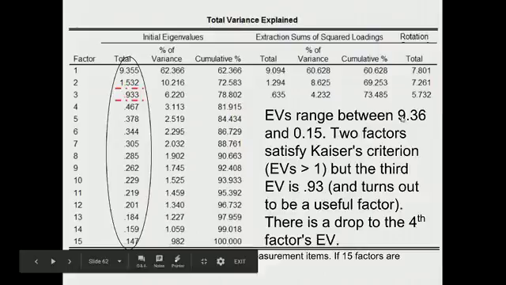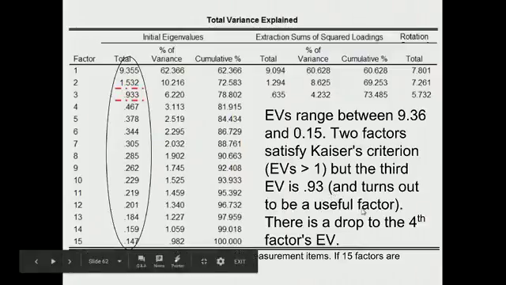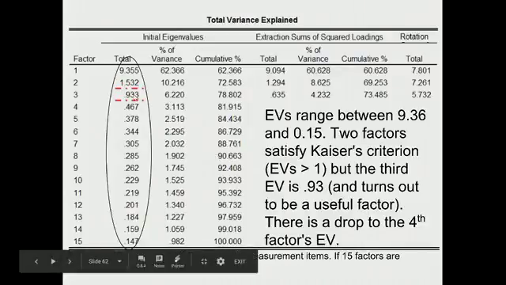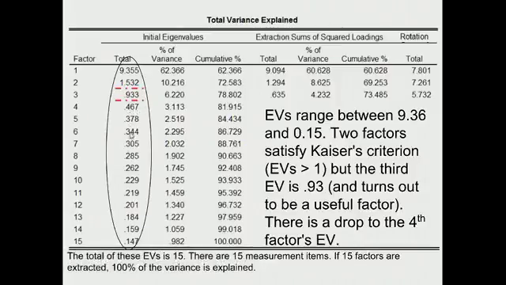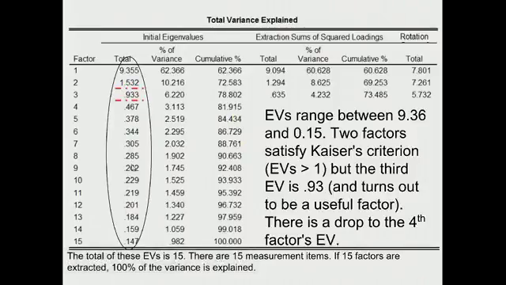So we have eigenvalues ranging between 9.36 and 0.15. 2 factors would satisfy Kaiser's criterion, but the third eigenvalue of 0.93, as it turns out, is a useful factor. That's based on subsequent information. We also note that there's a pretty sizable drop from 0.9 down to 0.4, and then we just go 0.4, 0.3, 0.2, etc. Now that idea of there being a sizable drop is also a useful idea, so much so that it's helpful to graph these eigenvalues.